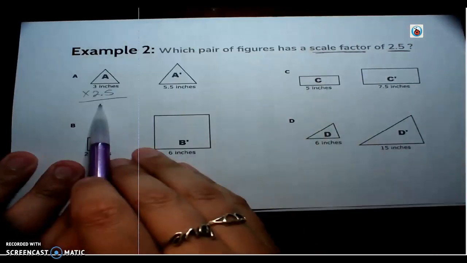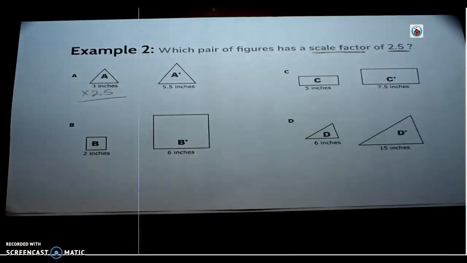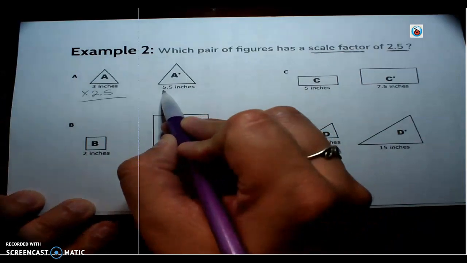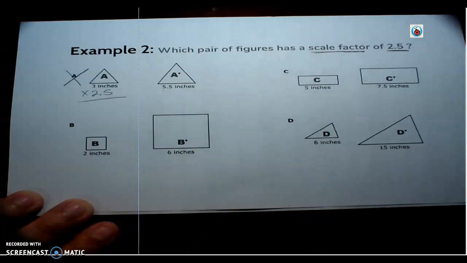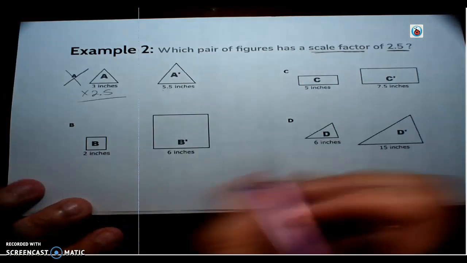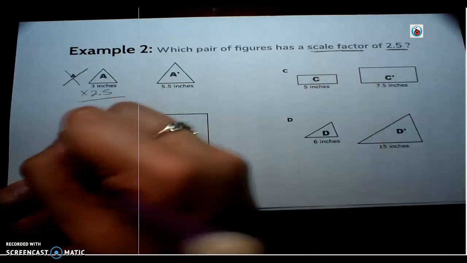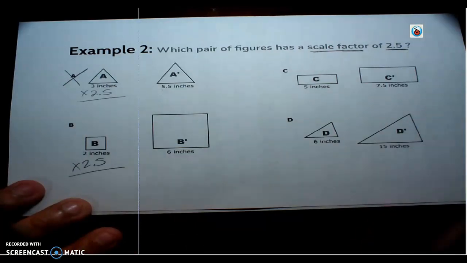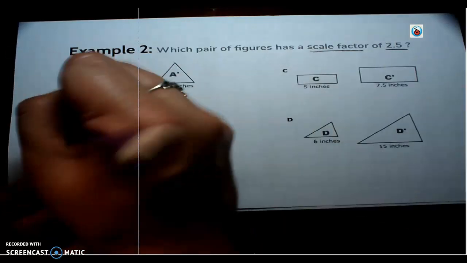So if I did 3 times 2.5, I'm going to go ahead and key that into my calculator real quick. 3 times 2.5 is going to give me 7.5. So is that measurement over here 7.5? Well, no, that's not correct. So I know that my answer choice can't be A. Let's try answer choice B. What about 2? If I take 2 and multiply it by 2.5, is that going to give me 6? Well, no, because 2 times 3 would give me 6, not 2 times 2.5. So I know that this is also not correct.